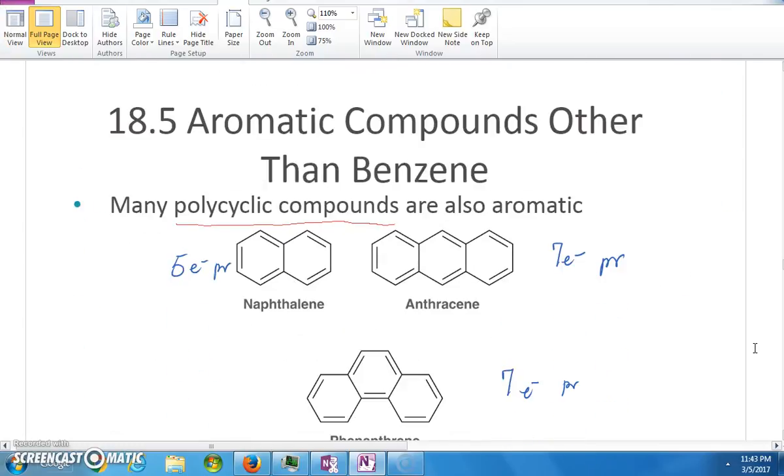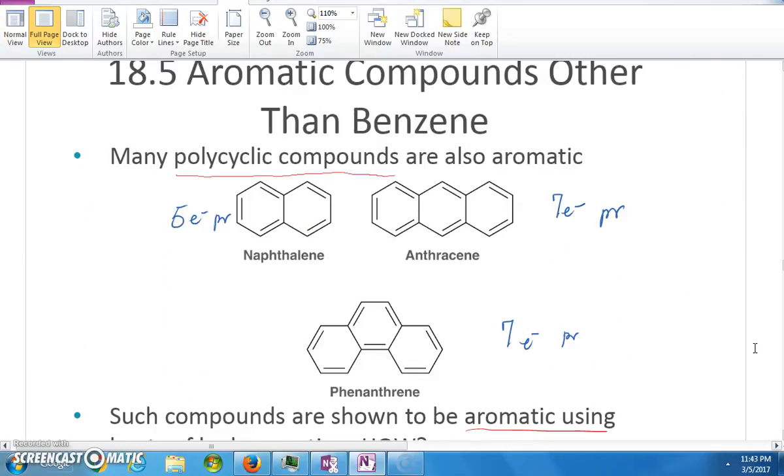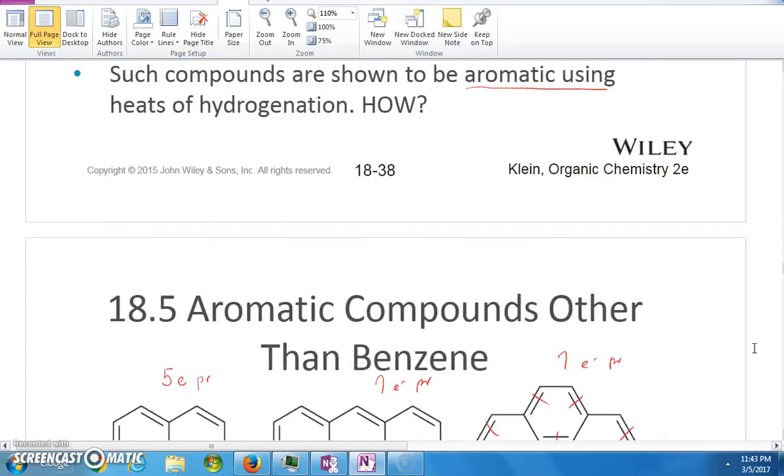And these are some more examples which help us to see the ones that are aromatic and the ones that are not.